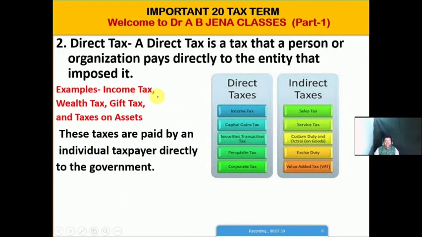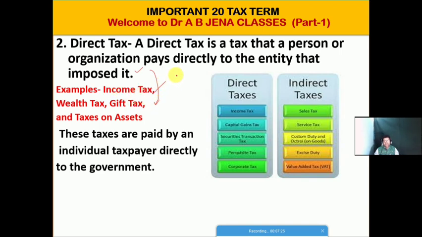Coming to the second one, we have already discussed that tax is divided into two parts, direct tax and indirect tax. So what is direct tax? A direct tax is a tax that a person or organization pays directly to the entity that imposed it. To simplify, take the example of income tax.